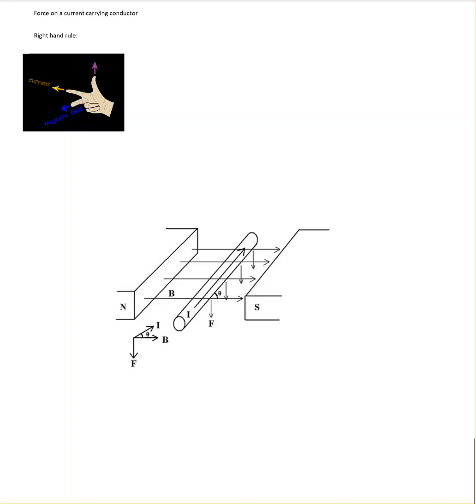Next topic I'm going to talk about is the force on a current carrying conductor in a magnetic field. So if I keep a current carrying conductor, here is a current carrying conductor, current is going in this direction, I. It is placed in a magnetic field. What is going to happen to that conductor? That's what we're going to learn in this video.